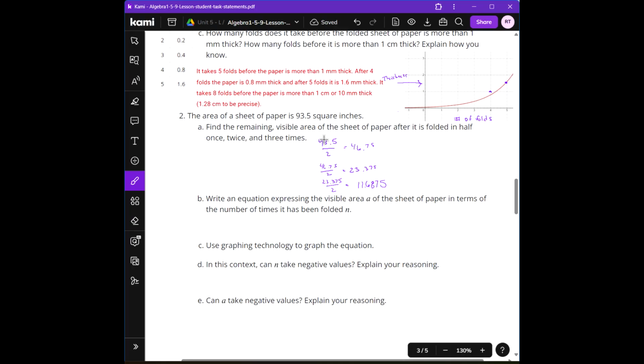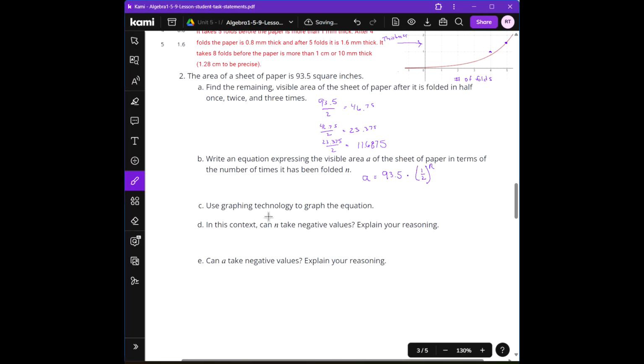So what would our expression look like here? What we're going to have is A, the visible area, is equal to our initial area times how much it changes, raised to how many times we're folding it. Okay, so let's go ahead and graph that equation.